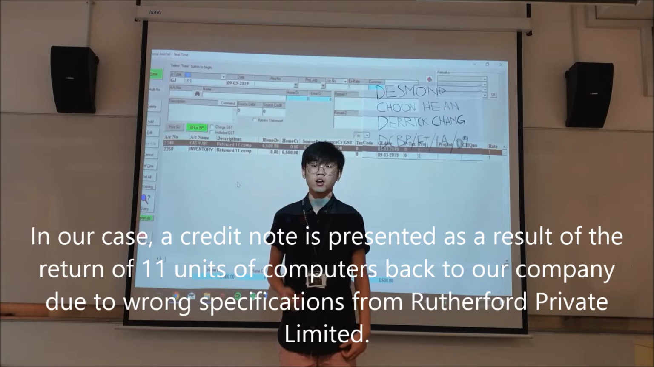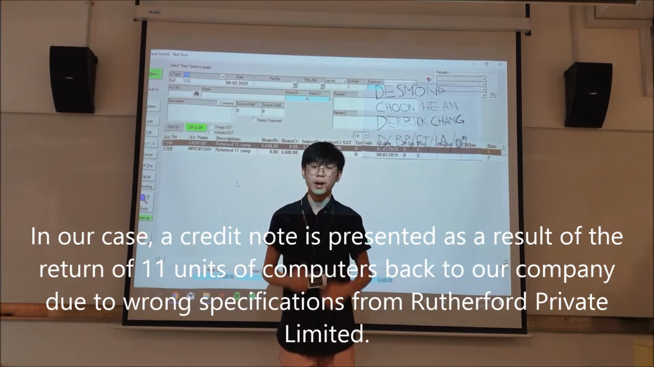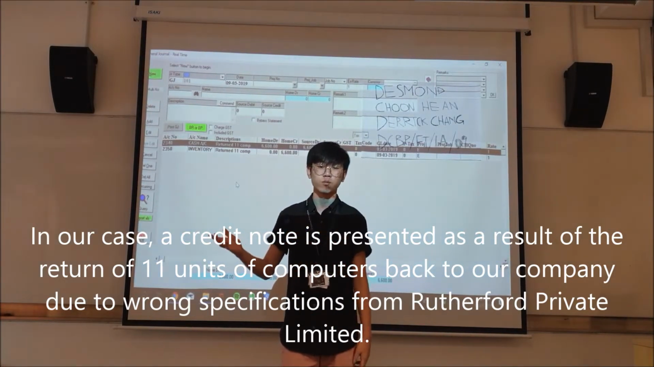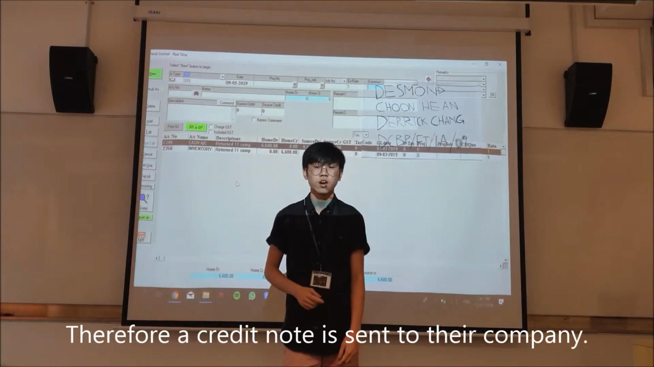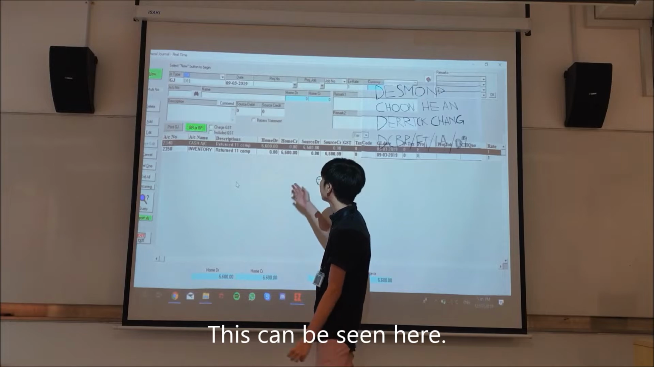A credit note is used when there is an overstatement or return of goods. In our case, a credit note is presented as a result of the return of 11 units of computers back to our company due to the wrong specifications from Rutherford Private Limited. Therefore, a credit note is sent to their company. This can be seen here.